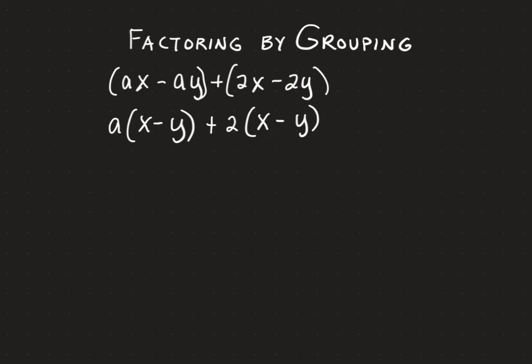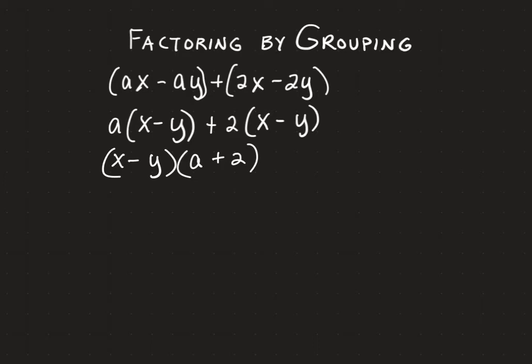So now I have two terms, because a times x minus y is one term, and 2 times x minus y is the other term. Within each of those terms, take a look. I have a greatest common factor, the factor x minus y. So let's factor that out. I get x minus y, and a is left behind. When I factor x minus y out of this second term, 2 is left behind. So there we go. We factored it.